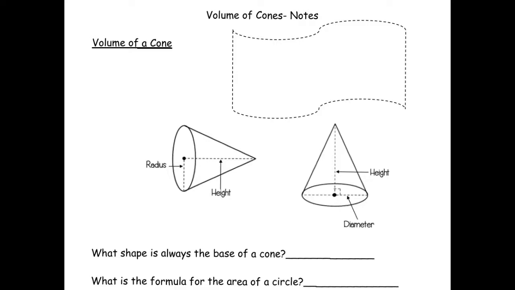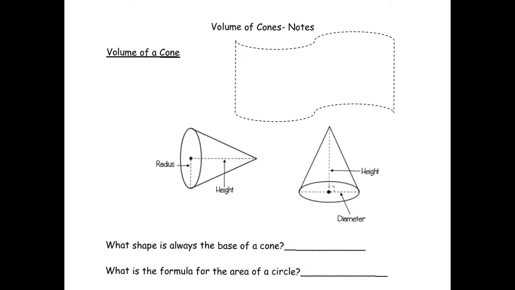So when I think about the volume of a cone, I realize that the formula for the volume of a cone is, let's change that pen. The volume of a cone is the area of the base times the height, all divided by 3. So the volume equals pi r squared h, which is the formula for a cylinder, divided by 3.